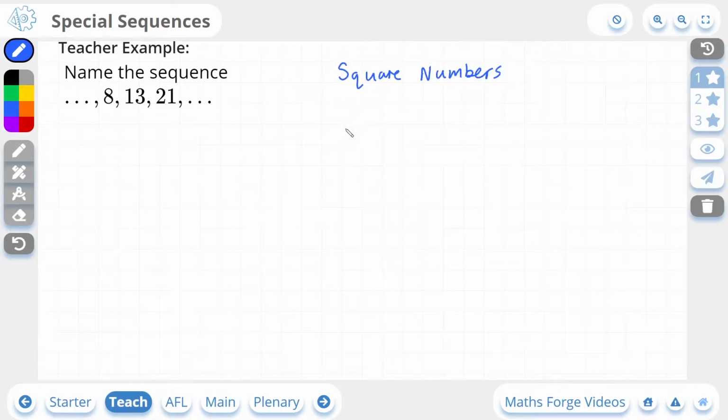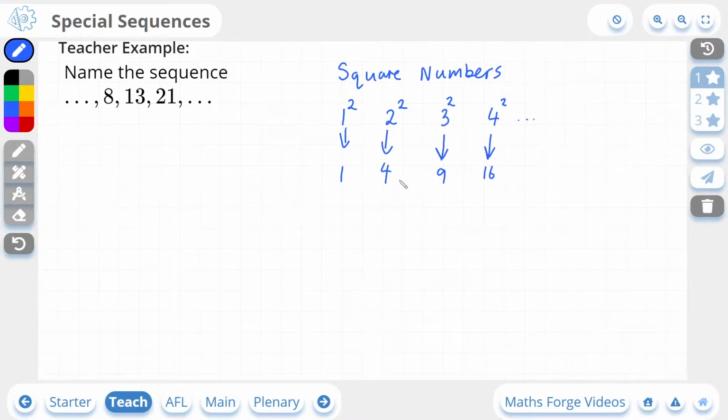Now, the square numbers, you can get to them by taking the natural numbers, 1, 2, 3, 4, and so on, and squaring them. If we do this, we get the first square number of 1, because of course 1 times 1 is 1. The second square number is 4, because 2 times 2 is 4. The third square number is 9, because 3 times 3 is 9. And the fourth one is 16.